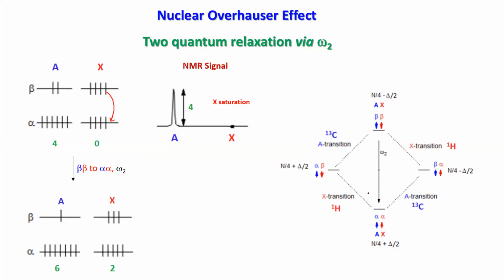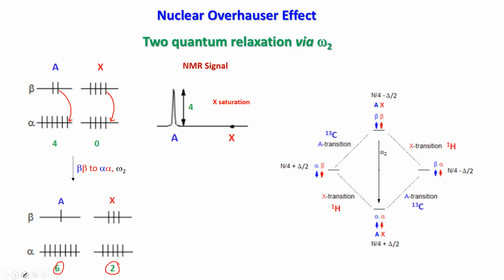We have to consider beta to alpha of A nuclei too. So we are considering beta to alpha of A nuclei. What will happen here? For X you have 3 population at the beta state now after relaxation and 5 population at the alpha state. So you have the excess population is 2, whereas for A you have beta state having 1 population and alpha state you have now 7 population, right? So your excess nuclei is 6.